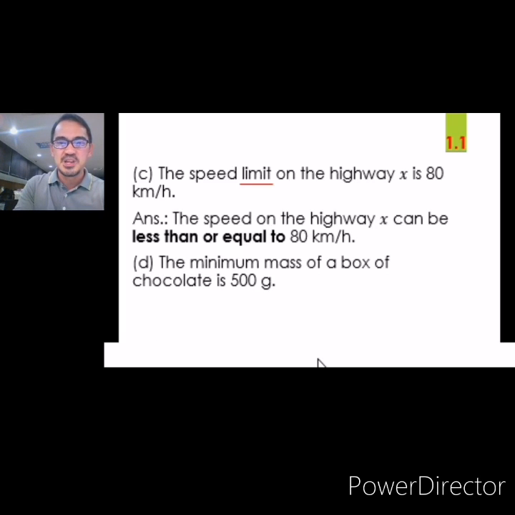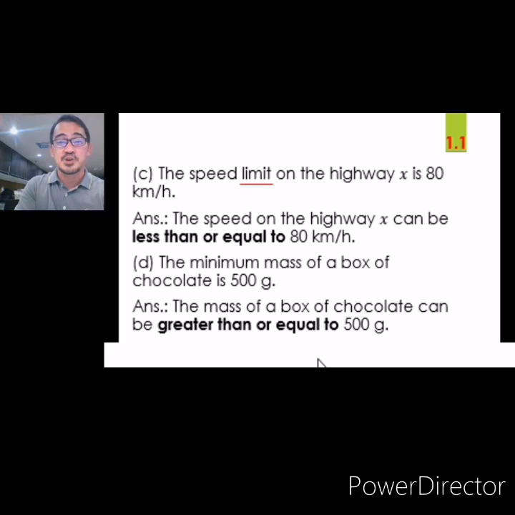Letter D. The minimum mass of a box of chocolate is 500 grams. If your answer is greater than or equal to, then you're right again. But how or why? The word minimum means greater than or equal to. The minimum mass of a box of chocolate is 500 grams, meaning it could be 600 grams, 700 grams, up to 1 kilogram or more than that.